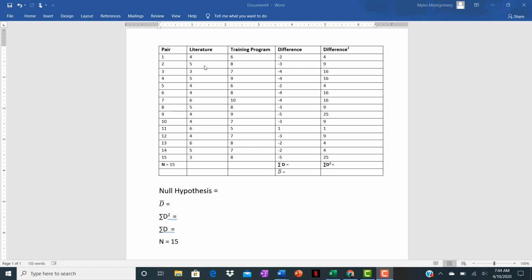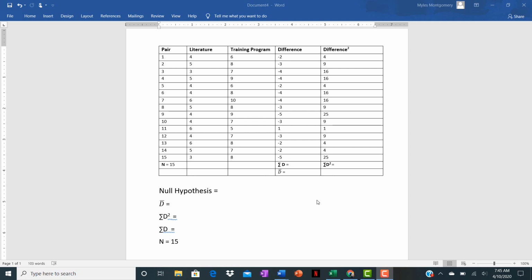Now, same thing down here. This pairing of people, again, from a common population but randomly assigned. The person who gave the literature evaluation gave it a 5. The person who went through the training program gave it an 8. So you can kind of see that the numbers are a little bit higher over here, but still we don't know whether or not there was a statistical difference unless we go through the math.